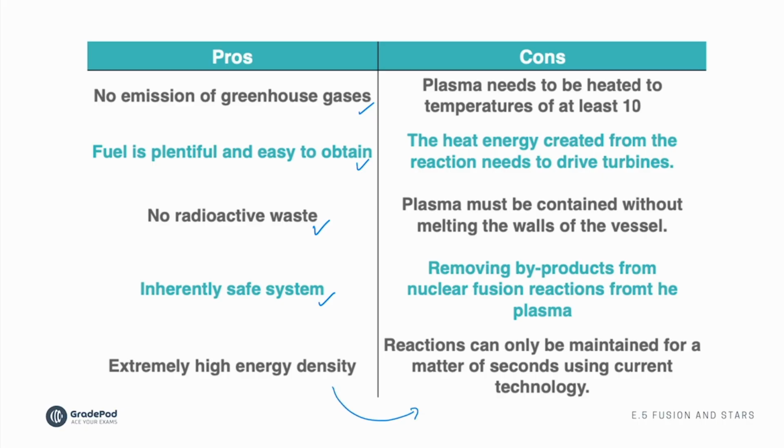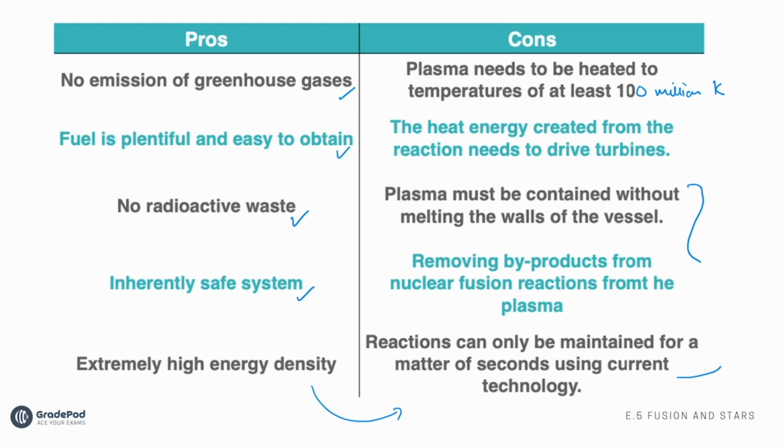There are cons. The cons are the plasma needs to be heated up to temperatures of at least 100 million degrees Kelvin. The heat energy created from the reaction needs to drive turbines, which is difficult in itself. Plasma must be contained without melting the walls of the vessel. That's another engineering problem. There are byproducts. There are things that are created from a nuclear fusion that need to be removed. Another engineering problem. And the reactions can only be maintained for a matter of seconds using the current technology. Another engineering problem. So we have lots of engineering problems here that have yet to be solved.